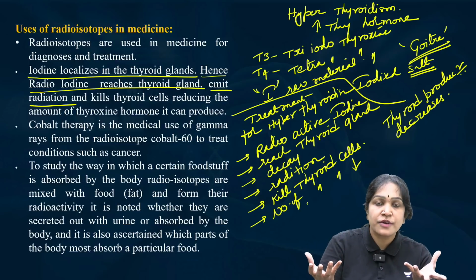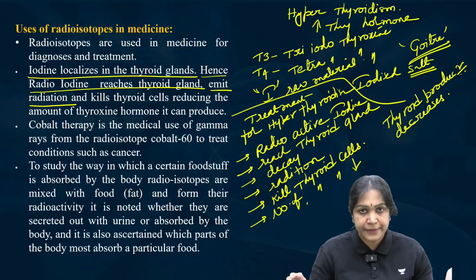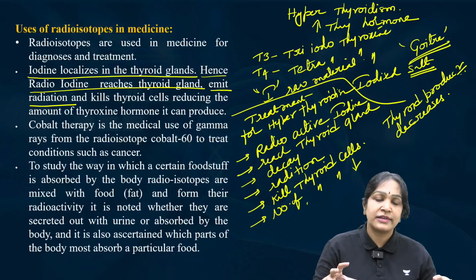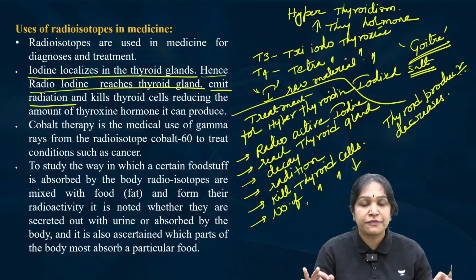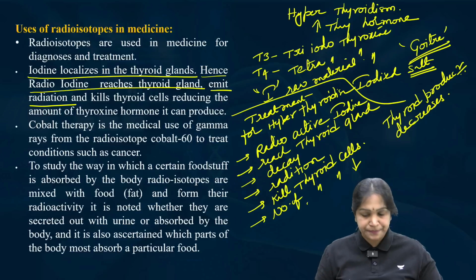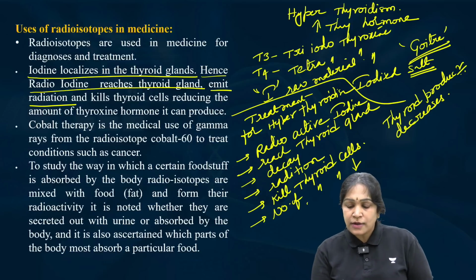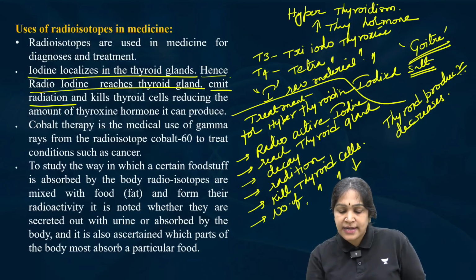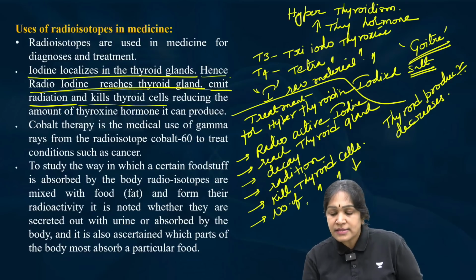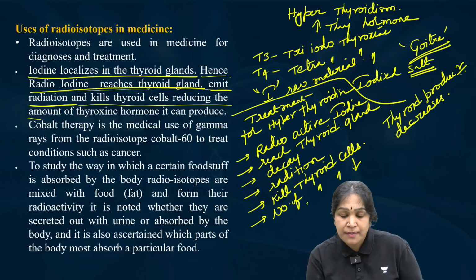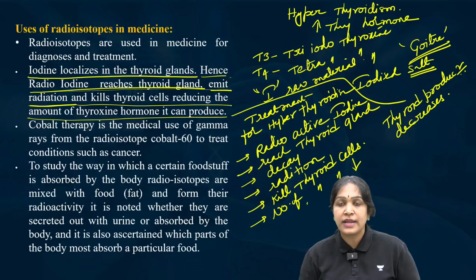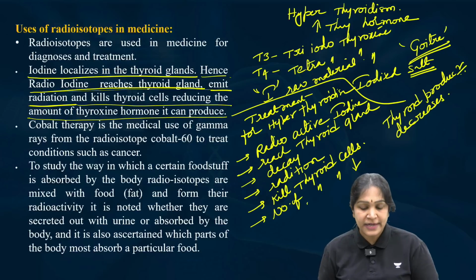Hyperthyroidism is the excess production of thyroid hormone. So we use radioactive iodine in the treatment for hyperthyroidism. Iodine localizes in the thyroid gland, hence radioiodine reaches the thyroid gland, emits radiation and kills thyroid cells, reducing the amount of thyroxine hormone it can produce. I hope it is clear.